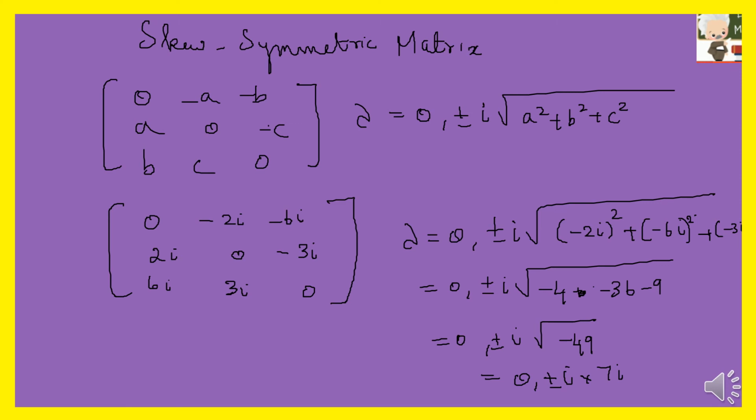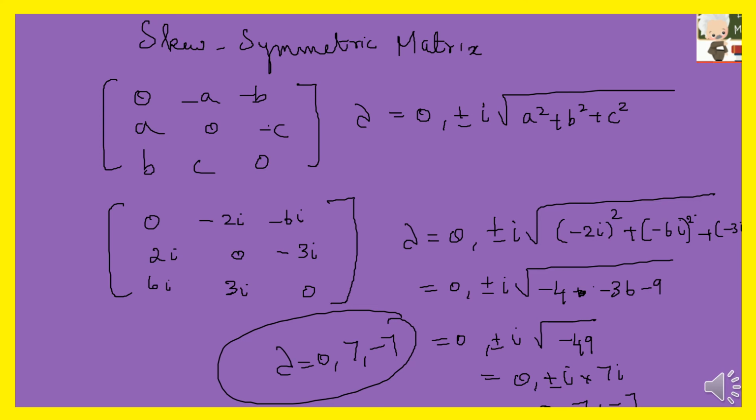Okay, so which is i into i, again it becomes minus i, right? So it will be 0, 7 and then minus 7. So my eigenvalues will be 0, 7, minus 7, right? So if you are able to see a skew symmetric matrix in your question paper, you can just use the trick: eigenvalues are equal to 0 comma plus or minus i into under root a square plus b square plus c square. Hope you understand.